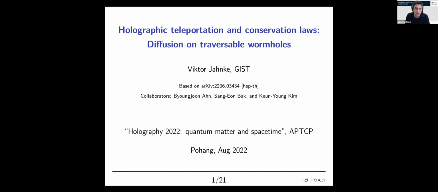As Hugo said, I'm going to be talking about traversable wormholes and conservation laws. This is based on my recent work in collaboration with Youngjung An, Sang-On Bak, and Kyung-Young Kim. So let's get started.